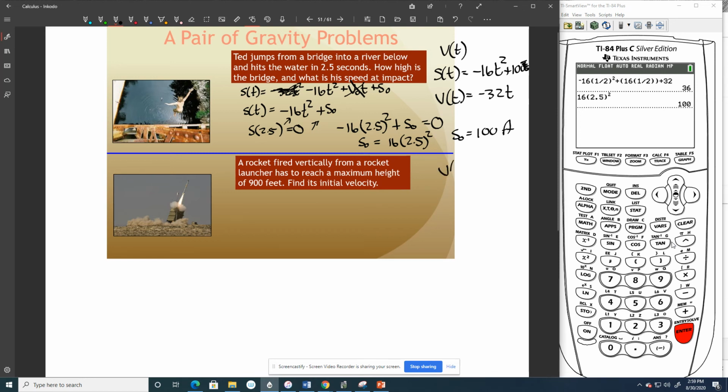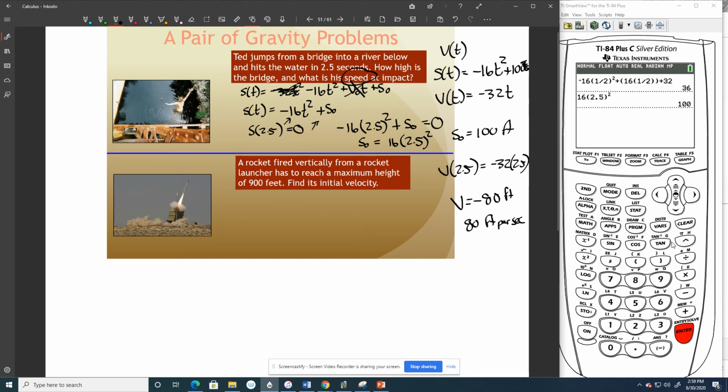So if I plug in my time, 2.5, I get negative 32 times 2.5, which is going to be negative 80, which is my velocity. But we don't like a negative speed, so I would say that he's going 80 feet per second. That would be my speed, because it's asking for speed, not velocity. Even though my velocity is negative 80 feet per second, my speed is just the 80 part.